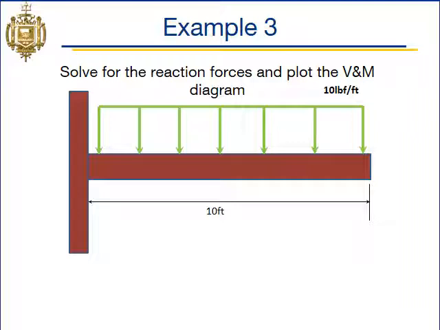Here's example 3. Remember our fixed connection here. We're going to see negative bending, right? This beam is going to bend down. So negative bending means our reaction moment, when we do our moment diagram, will be negative. So go ahead and try this. Watch the example video, and then you'll see the answer in the next slide.